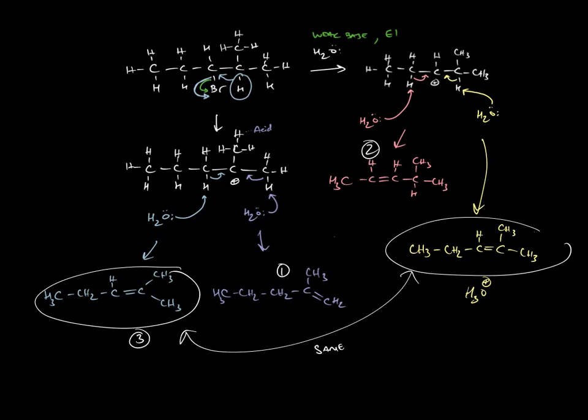It gives you huge amounts of products, and so it never should be our first option. We always want to steer towards E2 if we want to do elimination. We always want to steer towards SN2 if we do substitution. And the reason for that practically is you want to have as few products as possible.